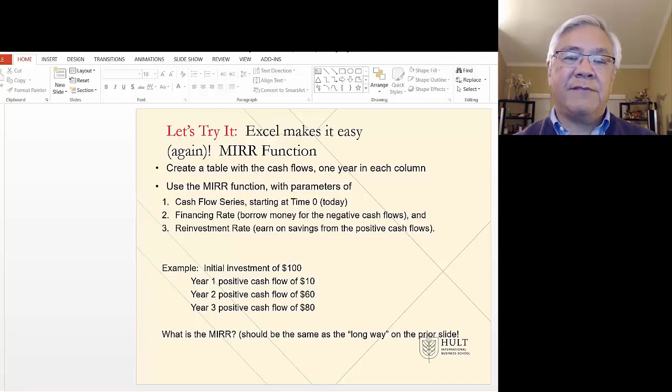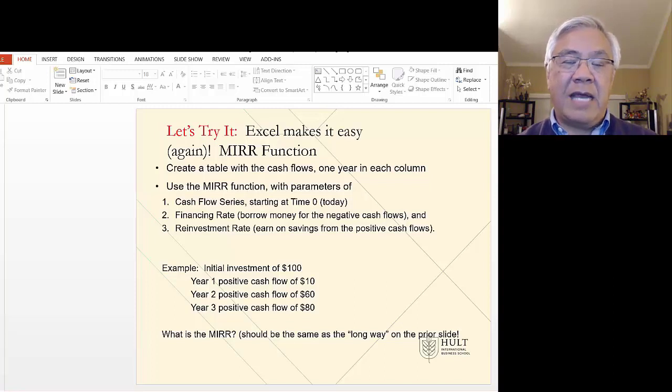The first is the cash flow series, of course, starting at T0, going out to the end of the time of the cash flow. Then we have to specify what is the financing rate. Financing rate is how much money you pay when you borrow money for the negative cash flows. Then we specify the reinvestment rate. These are the savings rates for the cash inflows that we then take in, push all the way out to the end of the life of the project, and run this MIRR function.